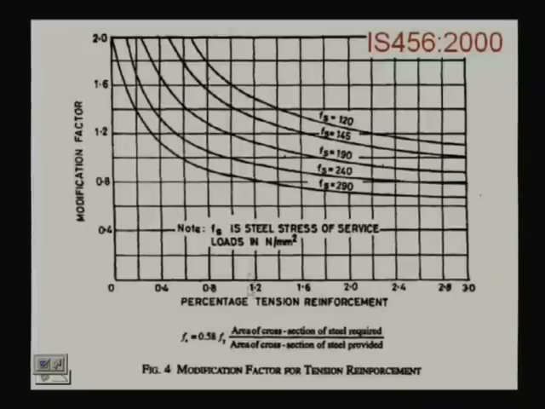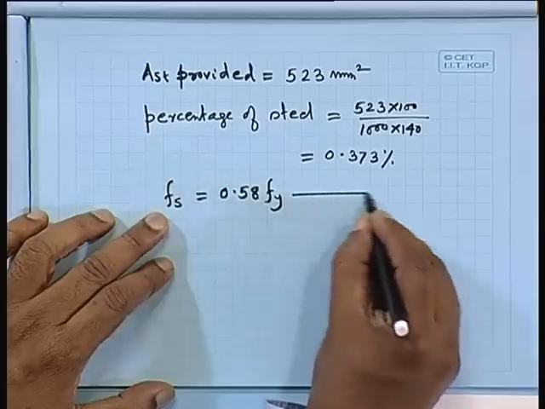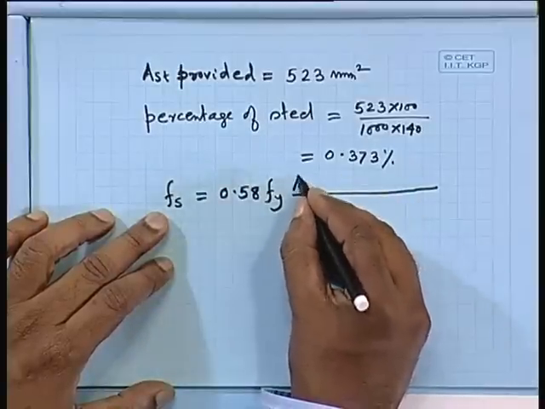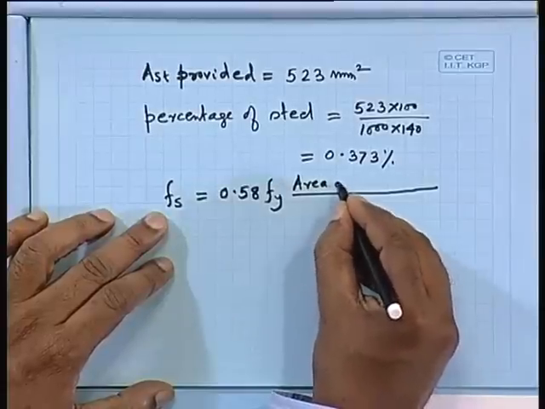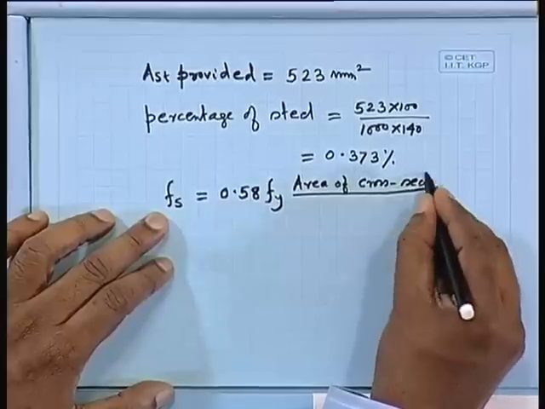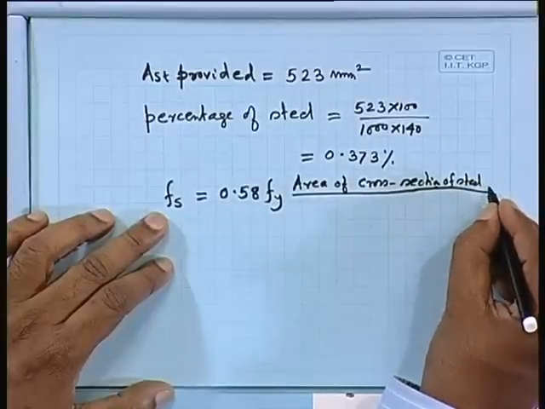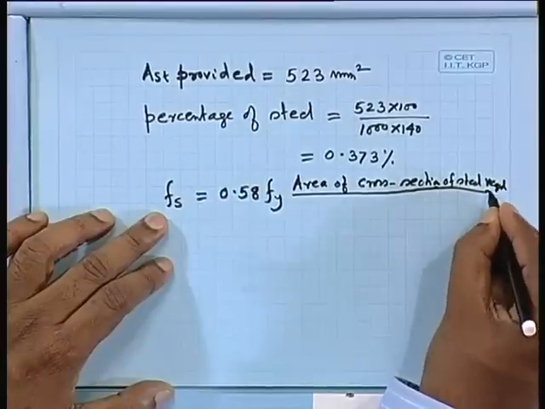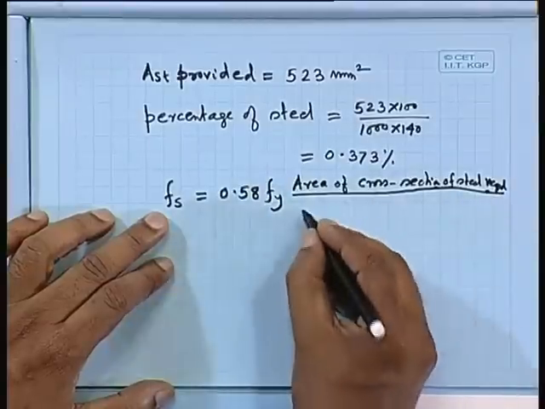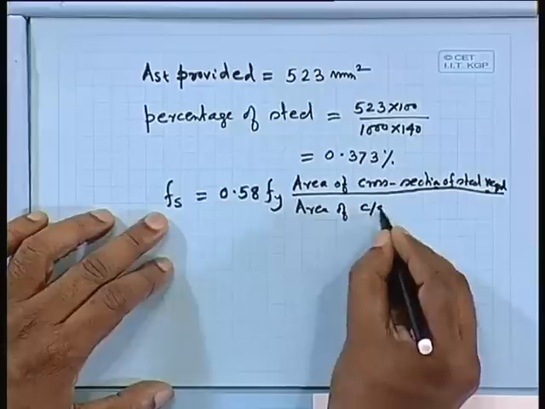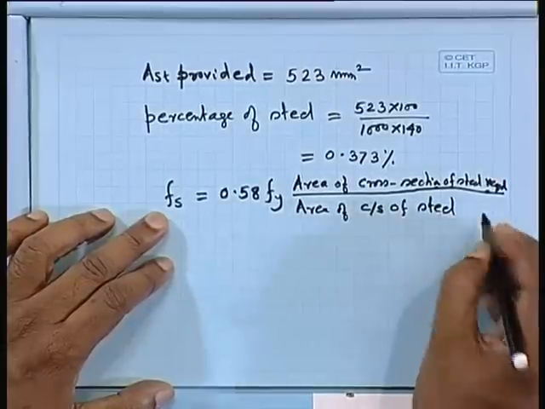What is the modification? If you could not get it from this line, let me write down the formula here. Fs equals 0.58 fy, where fy is 415, divided by the area of cross section of steel required. Fs equals 0.58 times fy times the area of cross section of steel required, divided by the area of cross section of steel provided.